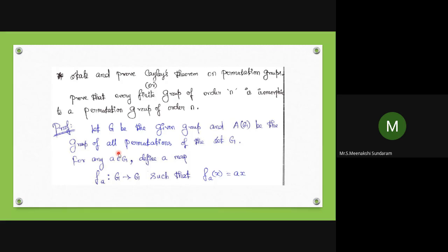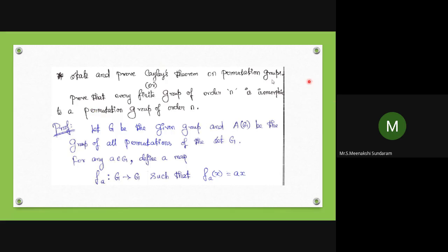So next, very most important: state and prove Cayley's theorem on permutation group, or prove that every finite group of order n is isomorphic to a permutation group of order n. Prove that every finite group of order n is isomorphic to a permutation group of order n, or state and prove Cayley's theorem on permutation group. Now this is your statement.